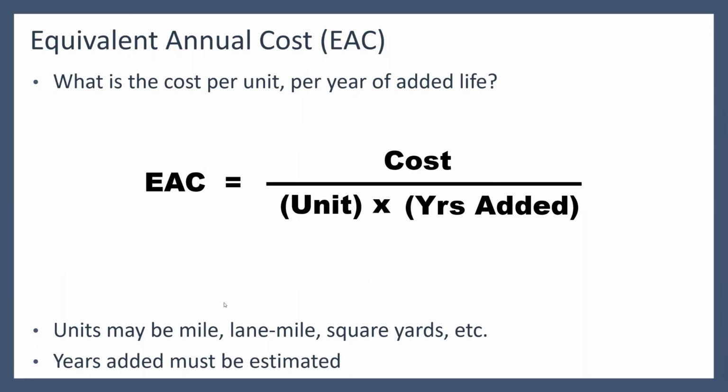So the best way to explain that is maybe you do some crack sealing, and that's going to last you an estimated 4 years, or you could do an overlay, and that will last you maybe an estimated 12 years. If you take the cost of that project divided by the number of years that you hope to get from it, what is your cost per year?